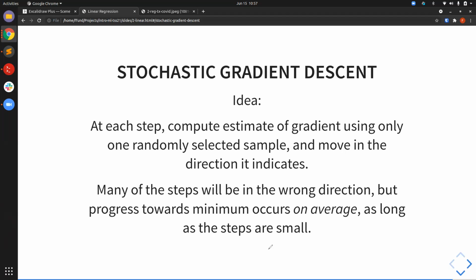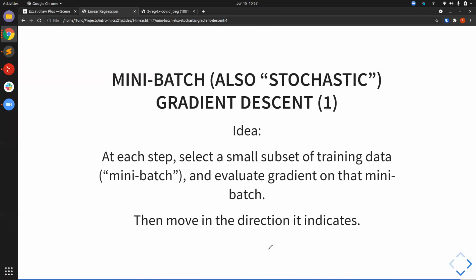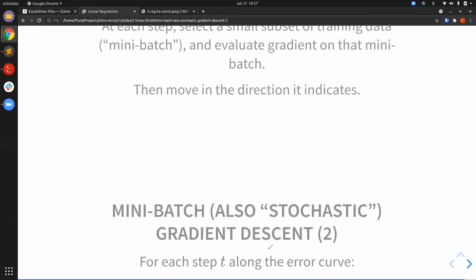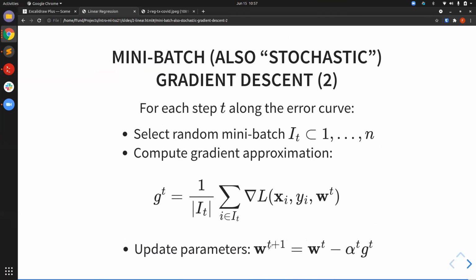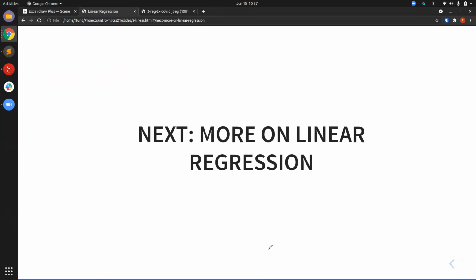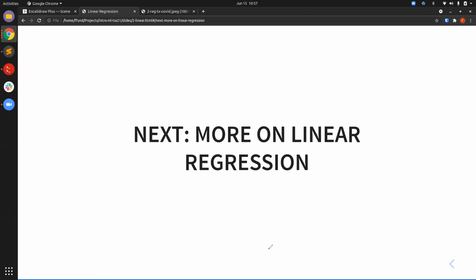There's one more variation of this, which is called mini batch gradient descent. And it's confusing because it's also sometimes called gradient descent. This is kind of a compromise solution, which says each time you move, you don't select one point, but you don't use all of the points either. Each time you move, you select a batch of some number of points, and then you compute the gradient based on that.